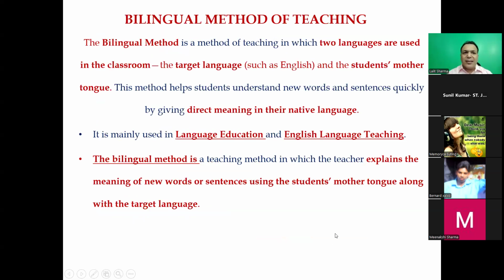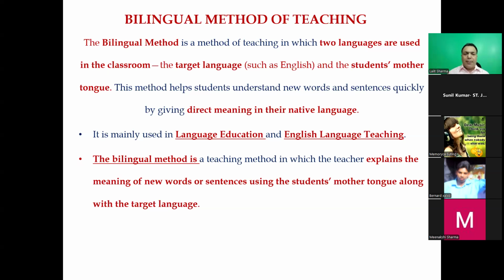Okay, next we discuss the bilingual method of teaching. What is bilingual? Bi means two, two languages. The bilingual method is a method of teaching in which two languages are used in the classroom by the teacher. One is the target language, English, and the other is the student's mother tongue.